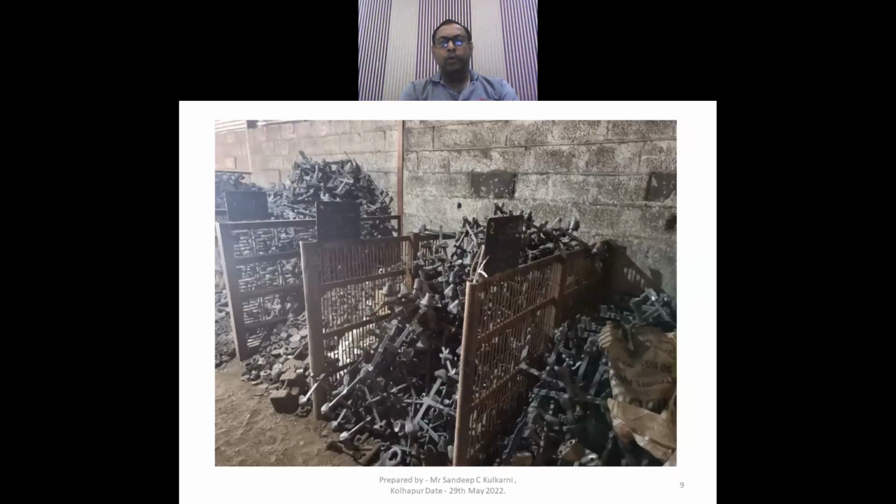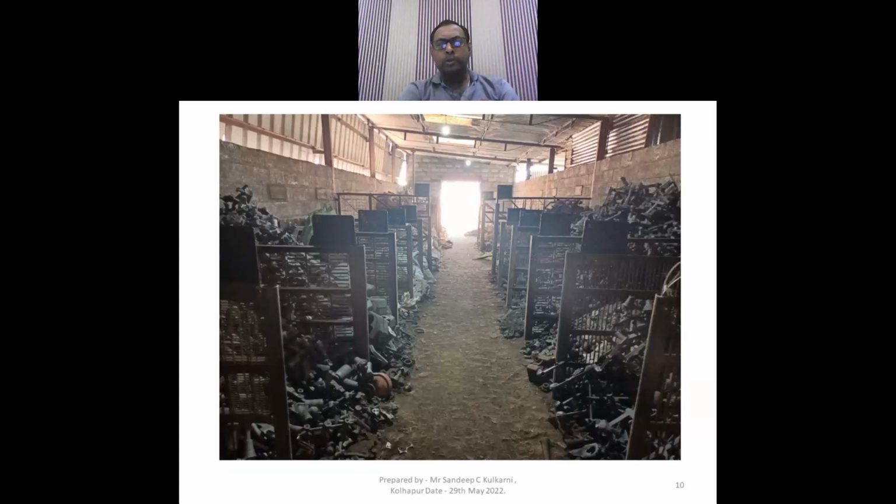These are some of the photos of how you can use compartments to separate out the runner risers of various grades. Some of the photographs I have collected from various foundries. I'm displaying them here for your reference, to show how you can separate out the runner risers of different grades using proper identification.